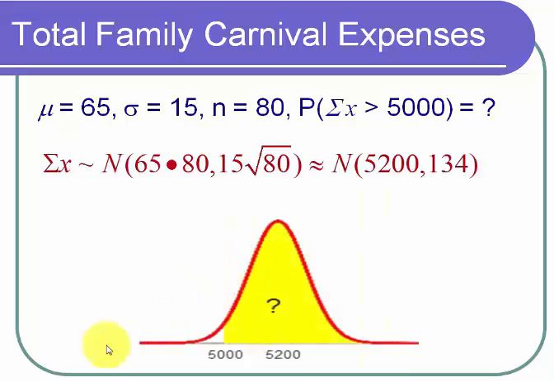We can draw a picture. We have a normal distribution, so we can draw a normal curve. Here's 5,200. That's the mean. And we want to find the probability the sum is greater than 5,000, so the area to the right of 5,000.